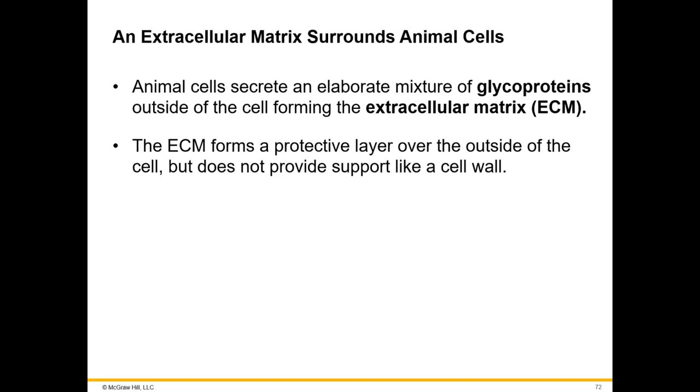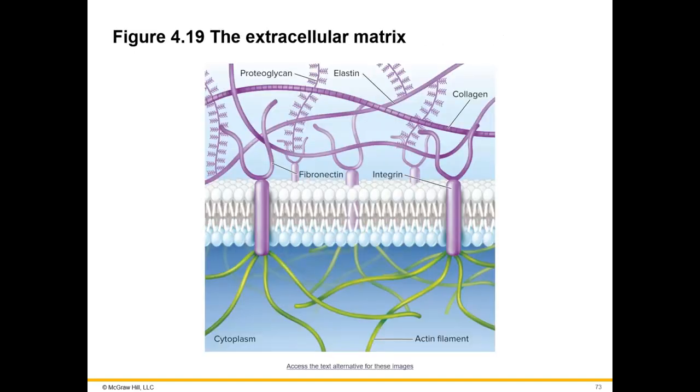Animal cells can secrete an elaborate mixture of glycoproteins, and they do this to form the extracellular matrix. So this is the matrix outside of the cell that forms a protective layer over the outside of the cell. It does not provide support like a cell wall, though. It looks something like this, so it's very similar to the wild kind of protein network inside the cell. It's also going in every different direction on the outside of the cell, in these different parts of the extracellular matrix.